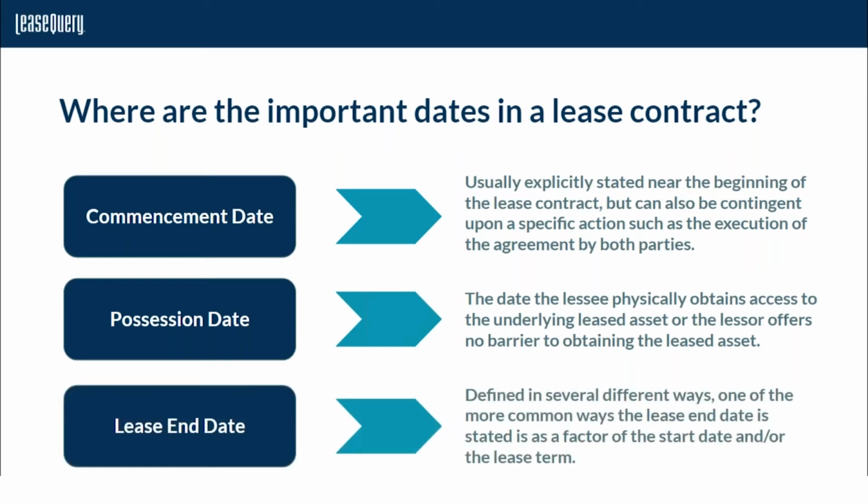The lease end date may be defined in various ways in a lease agreement. More commonly, it is stated as a specific date or a factor of the lease start date in the term. So an example you might see of this is the lease starts on January 1st, 2024, and then ends 60 months or 5 years after commencement. So that puts the lease end date on December 31st, 2028.